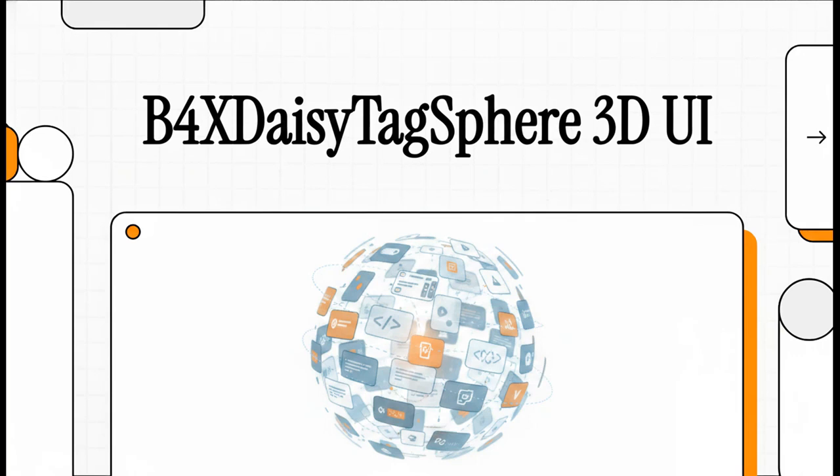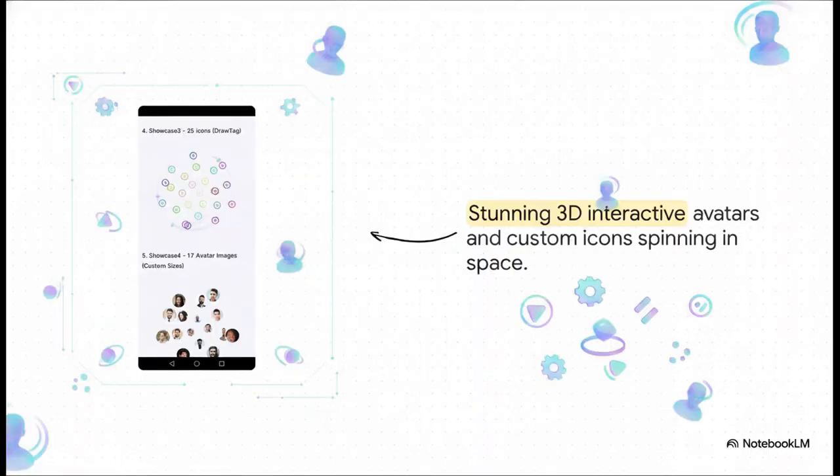Welcome back, everyone. Let's jump right into today's explainer, because we're looking at something that's practically guaranteed to take your B4X user interfaces from those standard flat layouts into something completely dynamic. We're talking about the B4X Daisy Tag Sphere, an incredibly cool custom view that brings 3D components straight to your apps. Check this out. This is the exact end result we'll be breaking down today.